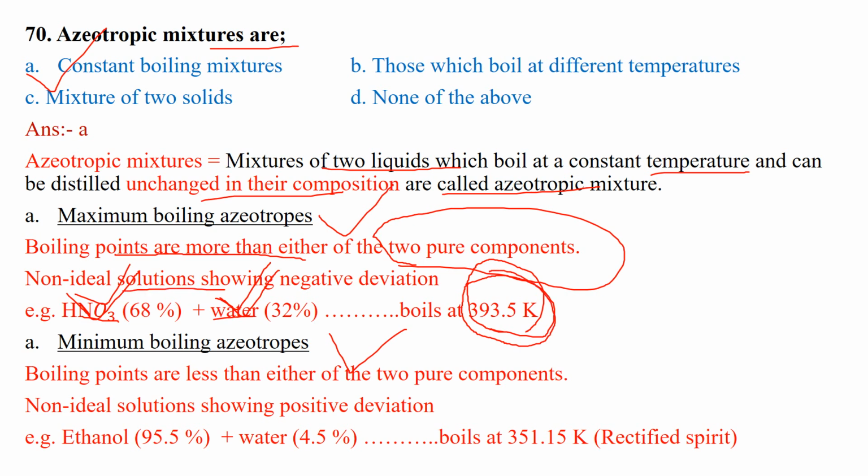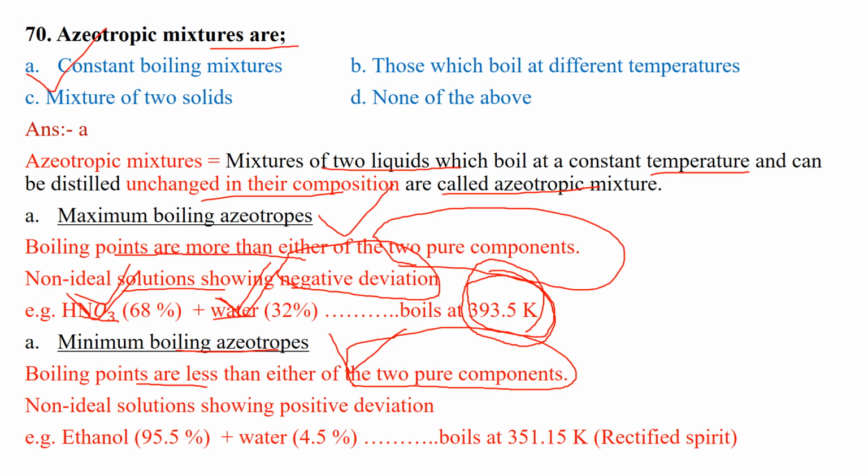Such non-ideal solutions show negative deviations, right? It is prepared using the type of non-ideal solutions which show negative deviation. Minimum boiling azeotropes have boiling points less than either of the two pure components. In the case of azeotropic mixtures of minimum boiling type, the boiling point will be less than either of the two pure components.